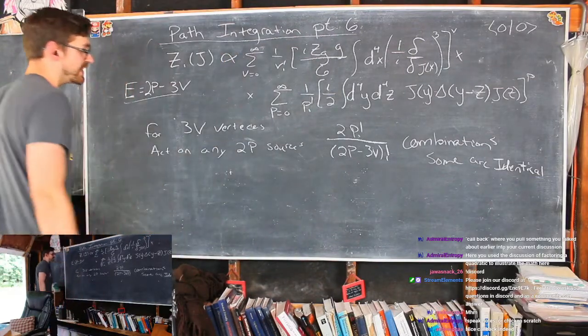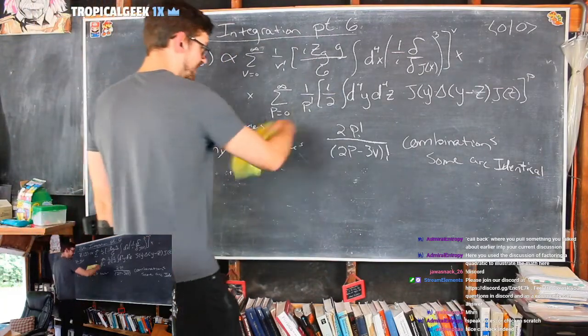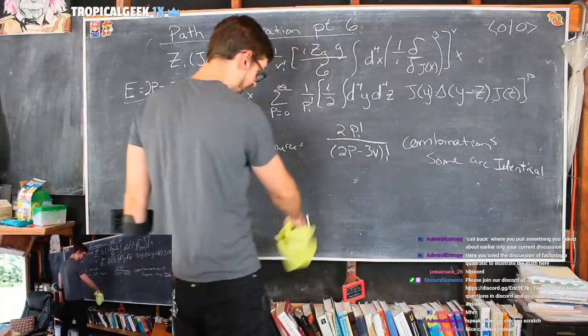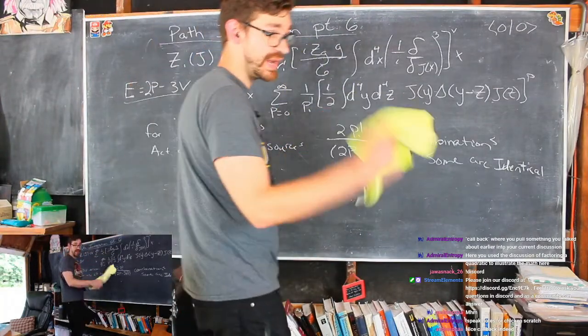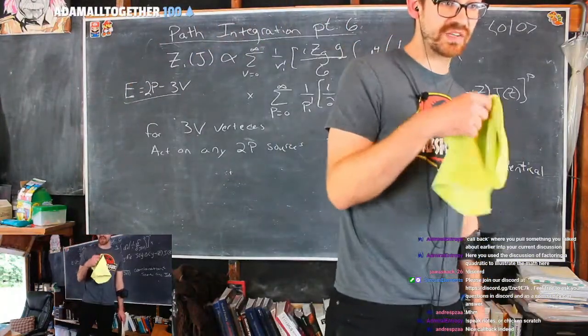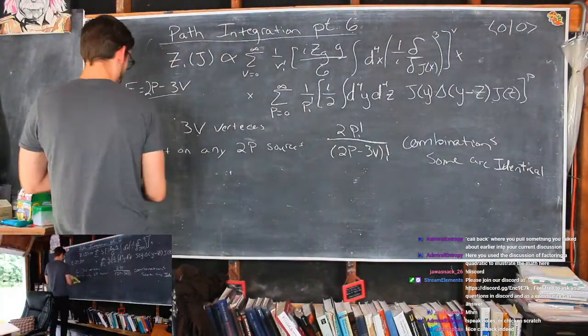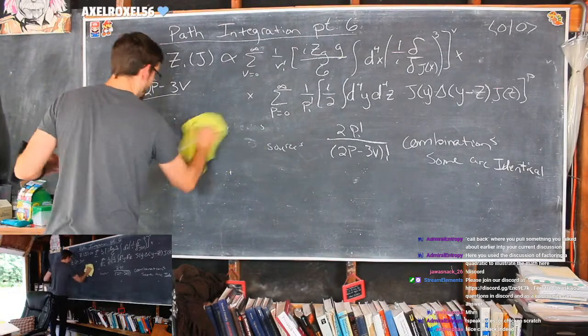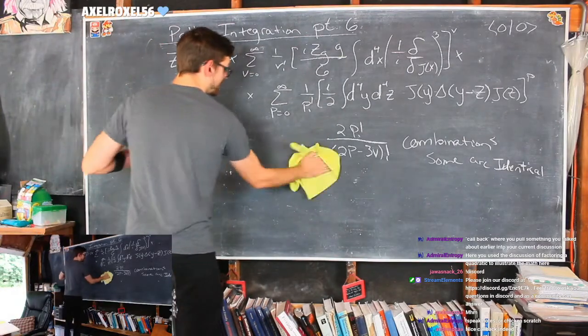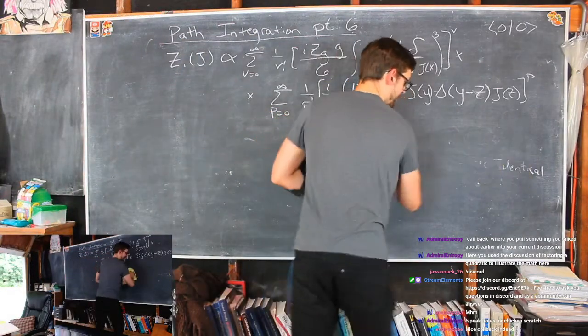All right, so now we know that there's this many combinations, some of which are identical. So now it's our job to make sure that we're not double counting, because we want to make sure that even though we have identical graphs, we account for the fact that there are identical graphs. So let's leave up this big boy for a second.